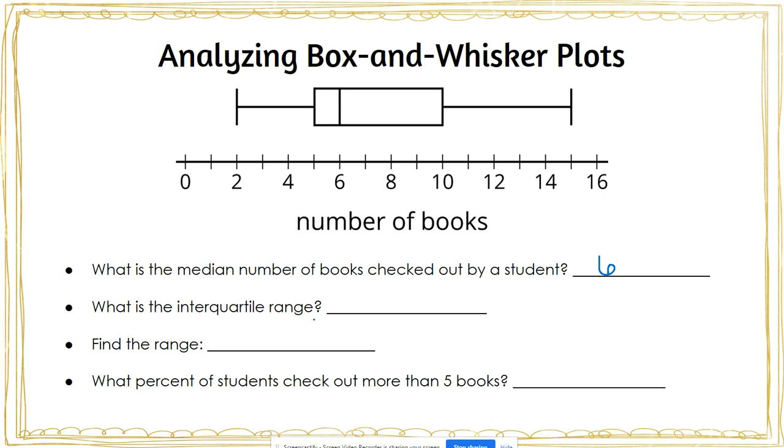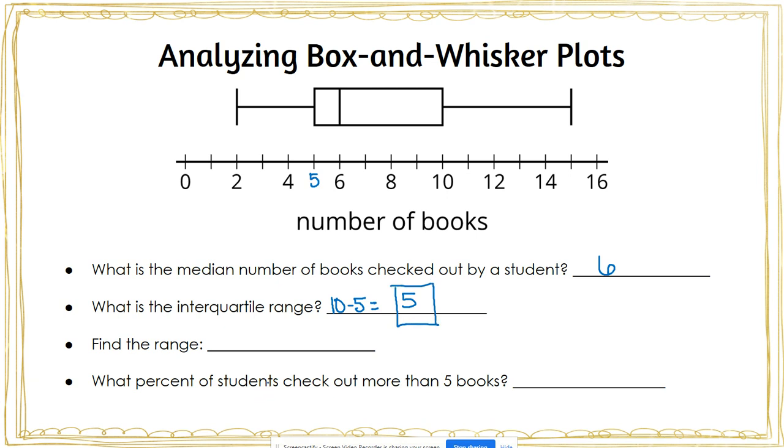What is the interquartile range? Well, to find that, I need to find my lower quartile, which is right here, and that's between 4 and 6, which means that it is at 5. And then our upper quartile, which is right here, at 10. Once I know those 2 points, I will subtract to find the interquartile range. So I will do 10 minus 5, which gives me an interquartile range of 5.